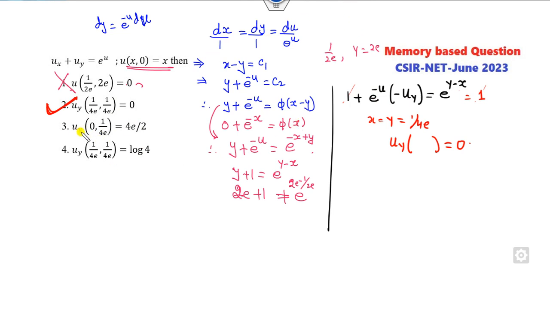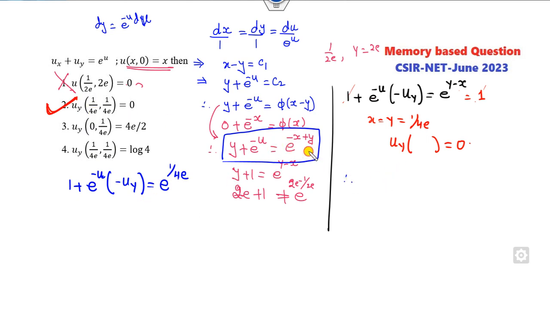Otherwise we will check about this here. Now how can you check this, 0 comma of this? It means 1 plus e raised to power minus u, minus u_y is e raised to power 1 by 4e. So 1 can be written on the other side, u_y is here. How can you find u? You are unable to find the value of u. So you can find the value of e^u here, at the point 1 by 4e, 1 by 4e. Otherwise you can simply take from here.